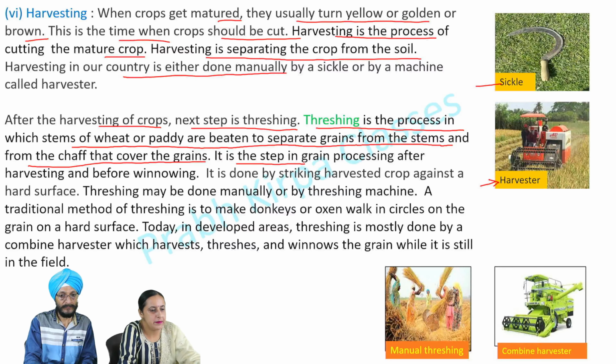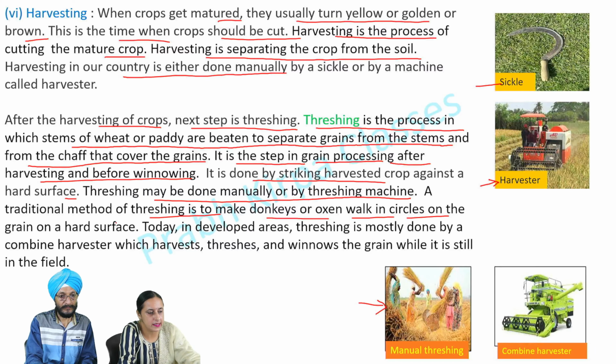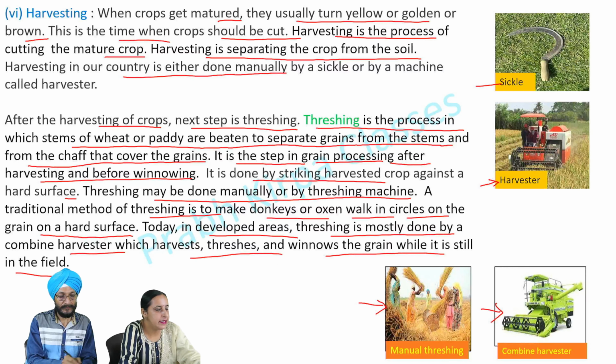It is the step in grain processing after harvesting and before winnowing. It is done by striking harvested crop against a hard surface. Threshing may be done manually or by a threshing machine. A traditional method of threshing is to make donkeys or oxen walk in circles on the grain on a hard surface. Today, in developed areas, threshing is mostly done by a combined harvester, which harvests, threshes, and winnows the grain while it is still in the field.